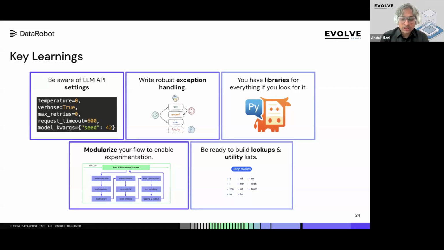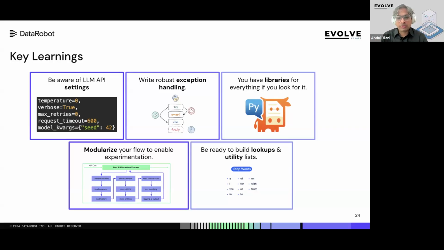Modularize your flow as much as possible, because you will do a lot of experimentation. So we split our code into different modules so that we were able to run a lot of experiments with respect to the combinations of LLM used, the combination of Python library to do OCR, and which similarity algorithms to use. So we were able to run like 15 different combinations and get to the best combination that worked.